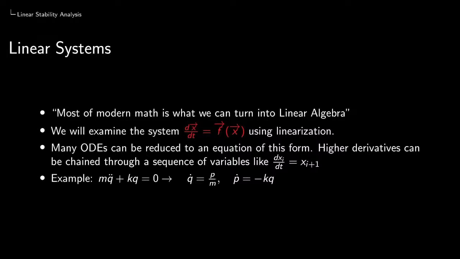And what's nice is that most ordinary differential equations can be reduced to some sort of equation of this form, even if you have higher order derivatives. If you have a second order derivative, you can take that first derivative, define a new variable around that, and then have two equations, one for the first derivative and one for the second derivative. An example I have here is the oscillator equation, m q double dot plus k q equals 0. We can break that into a q dot equation that defines a new variable p, and then a p dot equation that defines what happens to the momentum of the thing.